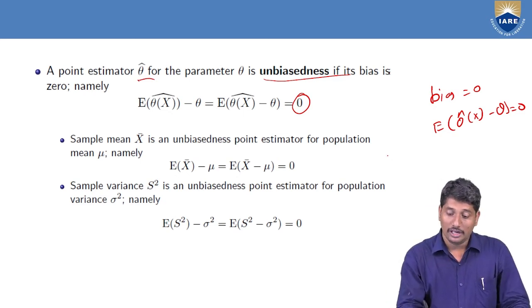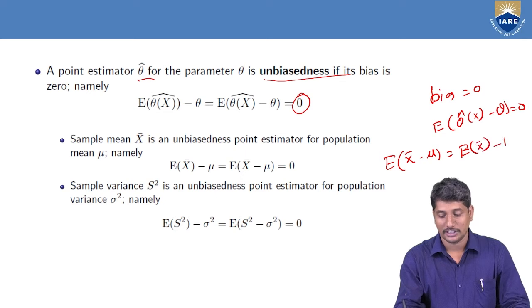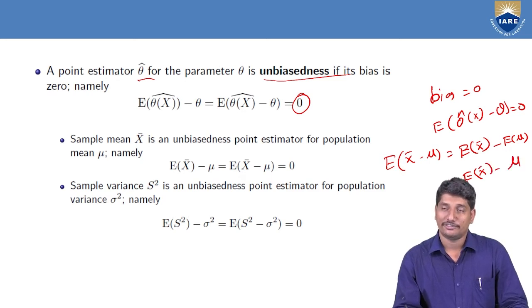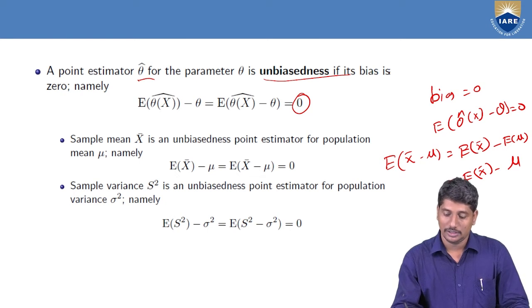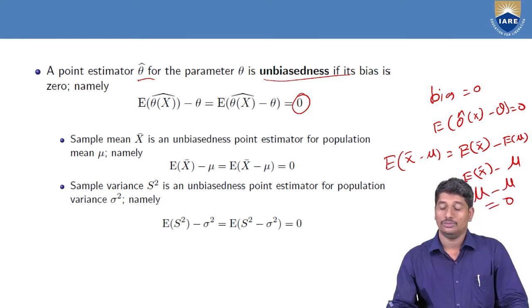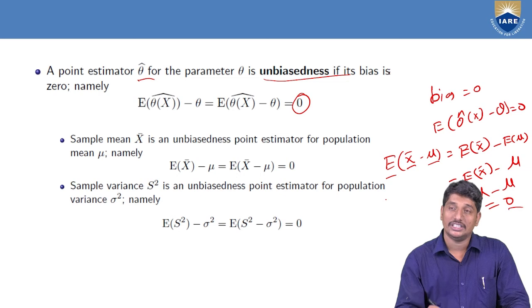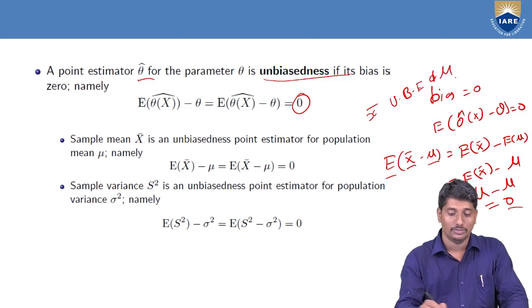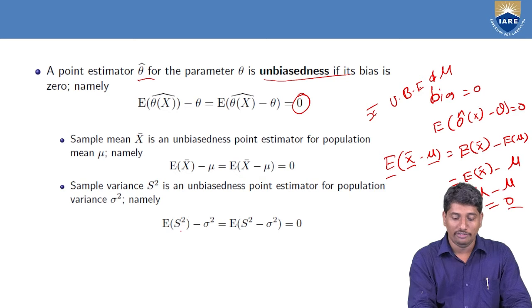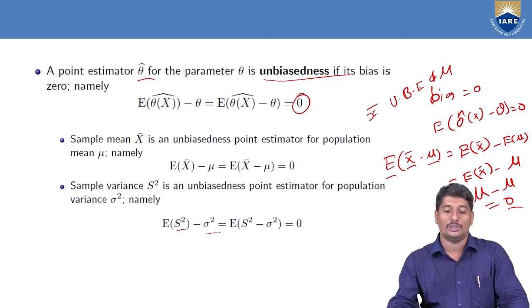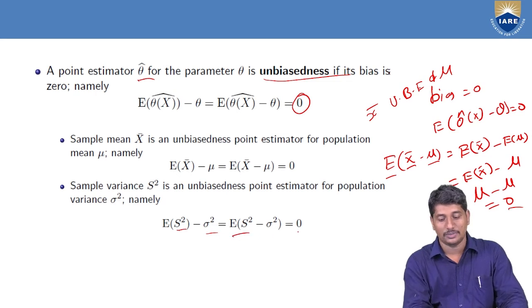Okay, and you can observe the expectation of x bar minus mu. Let us calculate this: expectation of x bar minus expectation of mu. What is the expectation of x bar? You know that it is nothing but mu. So mu minus mu is equal to 0. So the expectation of the difference between the sample estimator and the population parameter is 0. That means we say that x bar is an unbiased estimator of the population mean mu. In a similar way, the modified sample variance will be an unbiased estimator of the population variance, because the expectation of s square minus sigma square is 0.